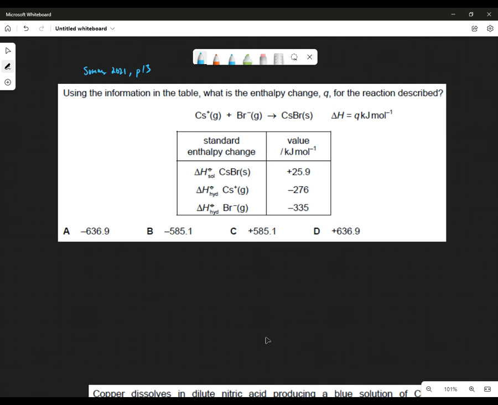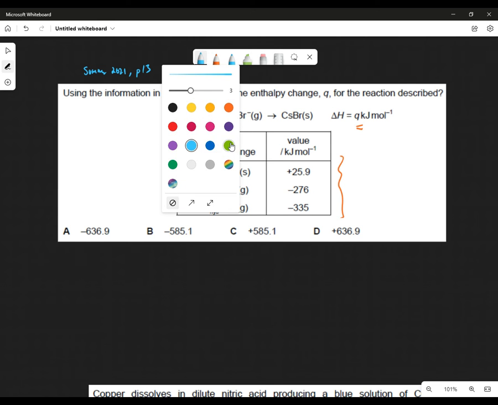This one is from summer 2021, paper 13, and obviously it's an enthalpy change one. Here we go. So we've got to somehow find out what's going on here, using this information. So we have to construct a Hess's cycle.